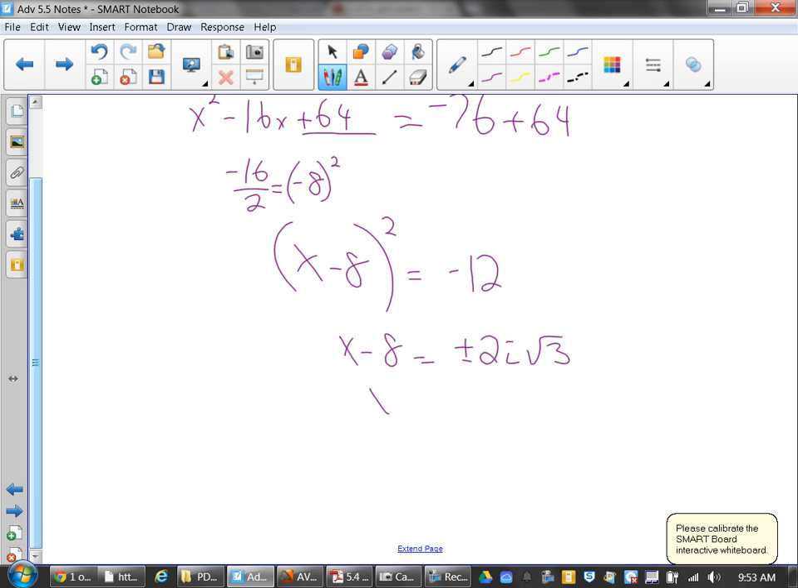Last but not least, add the 8. Can you get that? When you did this before, obviously you never had to worry about complex numbers. You probably did some radical stuff and that was about it. You might have even done it where it worked out cleanly. Okay? It's not that bad, is it?